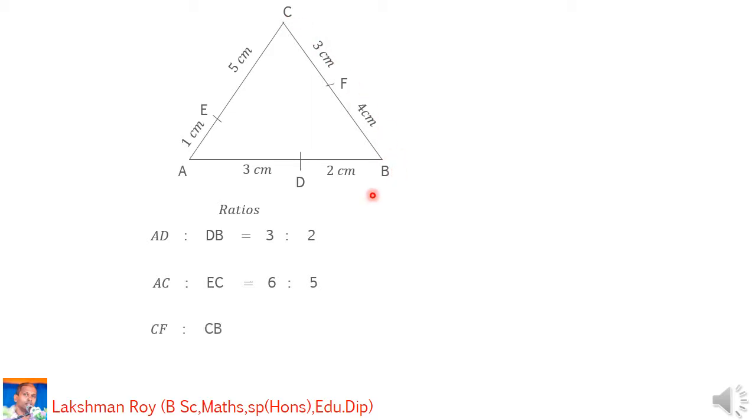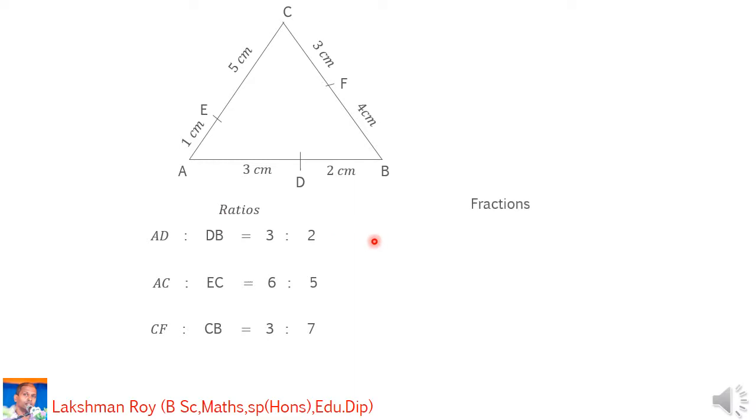Then I write another ratio using the CB line segment, right? CB line segment. So CF means this small part, CB is the whole length. When you write numbers, first term CF, this part, that is 3 centimeter, whole part is 3 plus 4, that is 7, right?